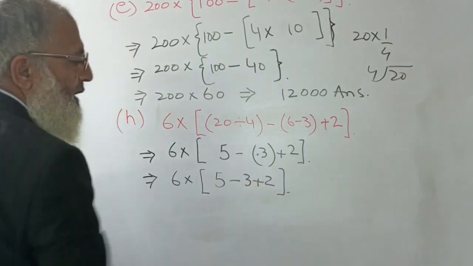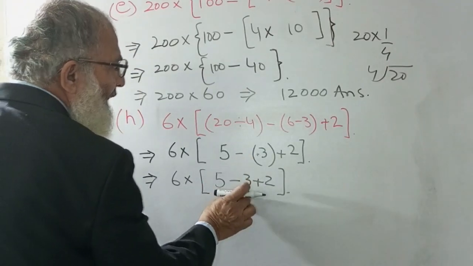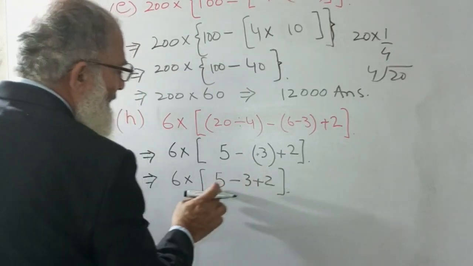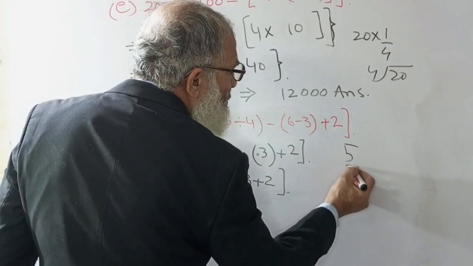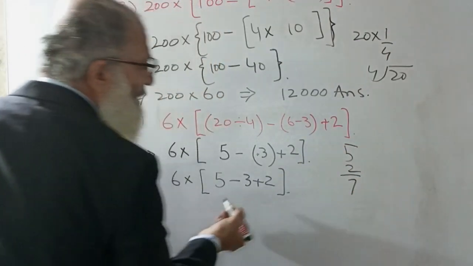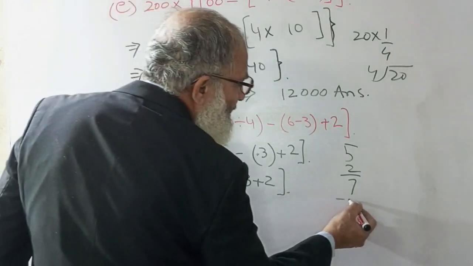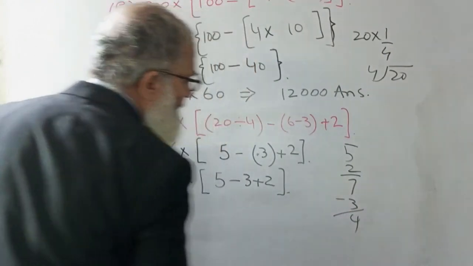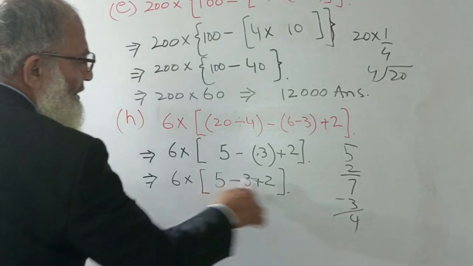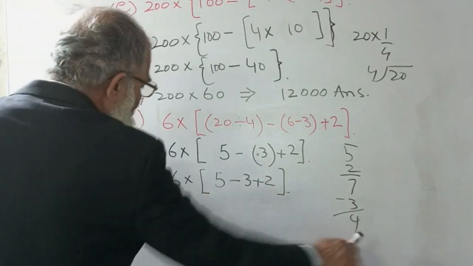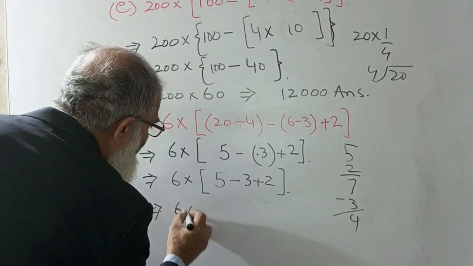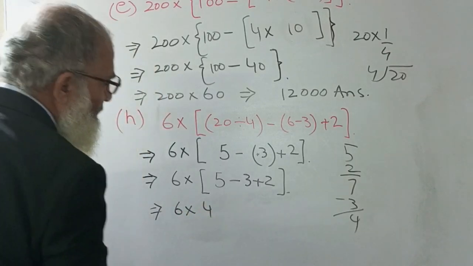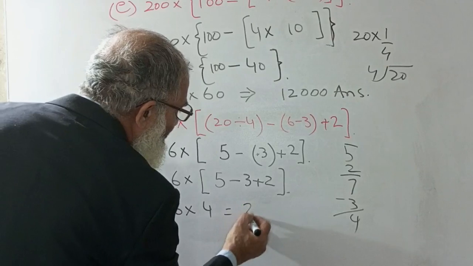So add as many plus and add as many negative signs, add them. So 5 plus 2 is 7 and 3 is negative, so just subtract. Now it becomes 7 minus 3, 4. So what becomes here? 4, and the answer is 24.